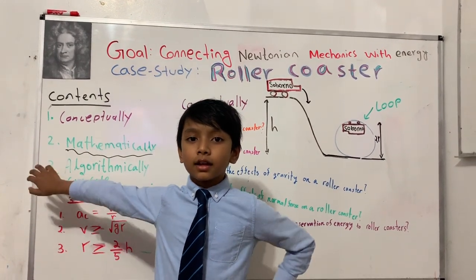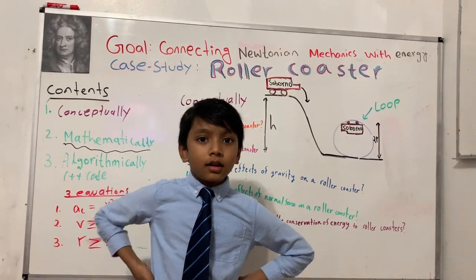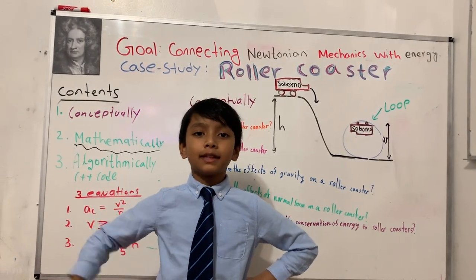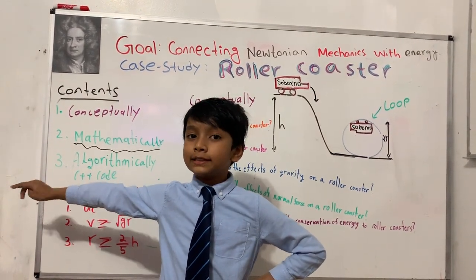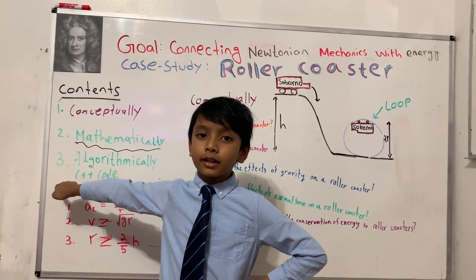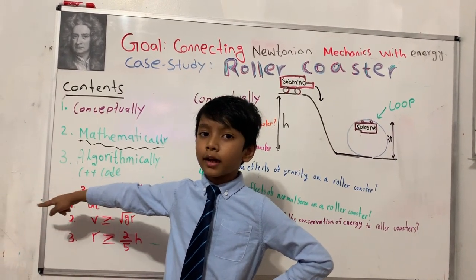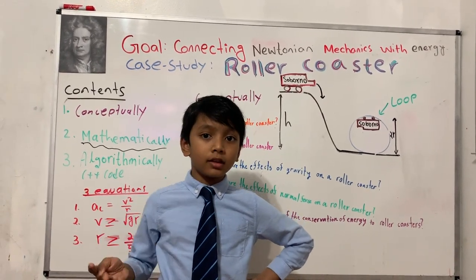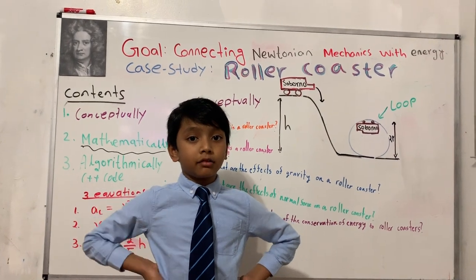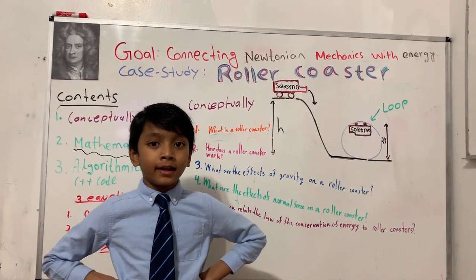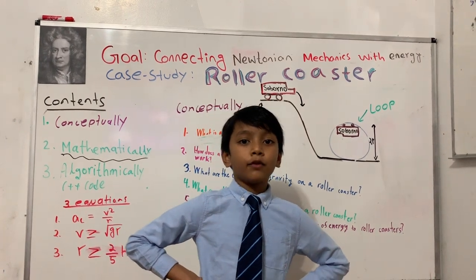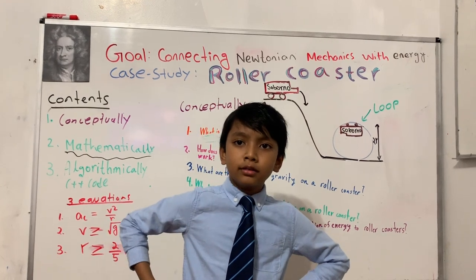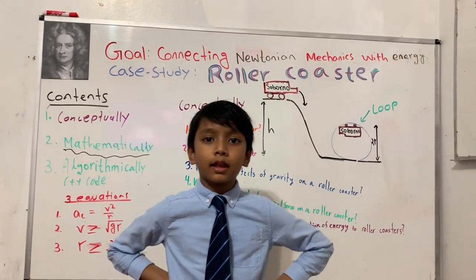As you can see, there's a board behind me. It says the contents. Number one, I'm going to teach you conceptually, and I assume it says there. Number two, I'm going to teach you mathematically. And number three, I'm going to teach you algorithmically, specifically using coding with the computer language C++. If you don't know what it is, you should probably know what C is first. Anyways, it's irrelevant until the third content. So let's start with the conceptual things.